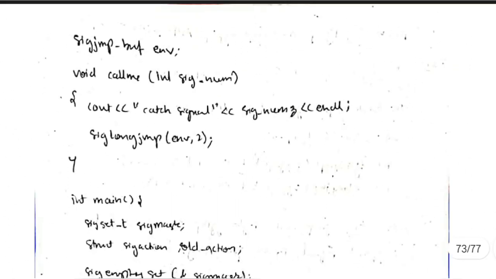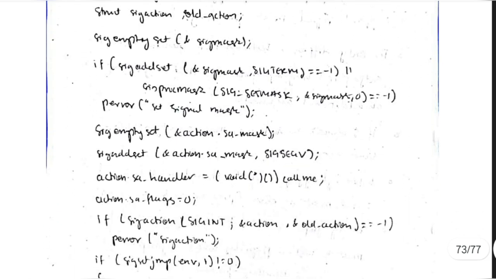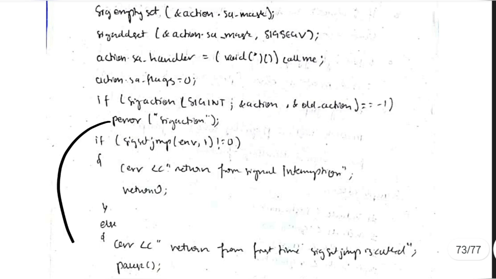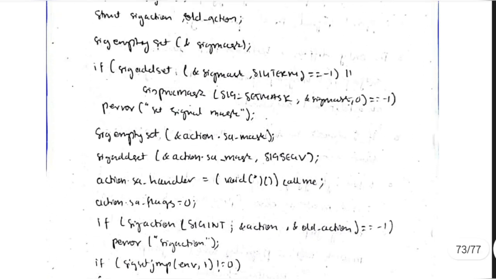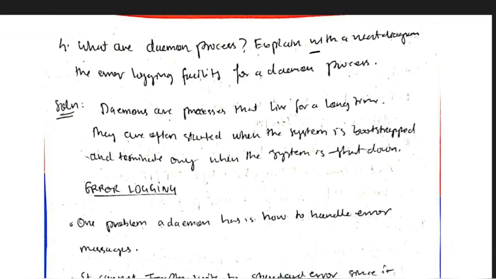And coming to the example, first you have to write the call me method, and after that coming to the int main, here you have two if conditions, just as the previous one. After the two if conditions, you have an if else condition, where the error and the execution will happen, and in between that you will have sigemptyset, sigaddset, and sigaction commands. That's the program.